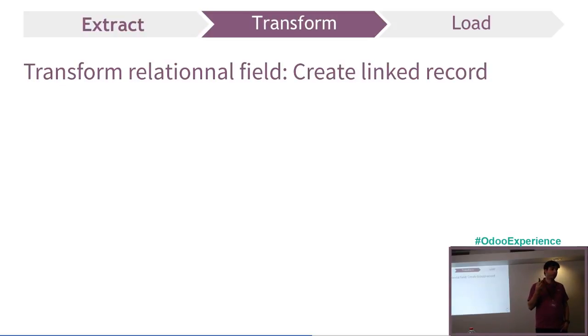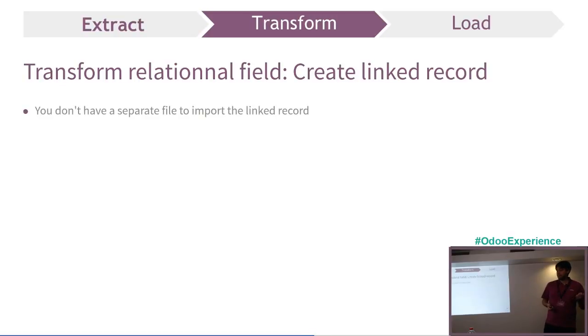OK, this happens sometimes. For example, for partner title, for tag, you don't have a specific file for the tag. You just have a big file with all the clients, and you have a column for the tag. But you don't have another file to import the tag first. In that case, you need to output two files, one for the tag and then one for your client.